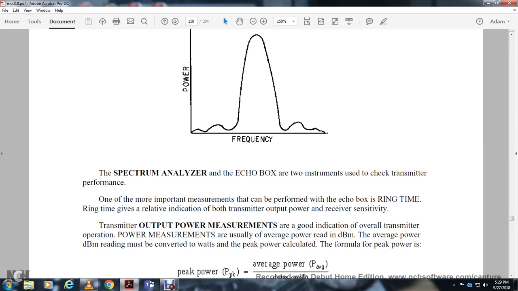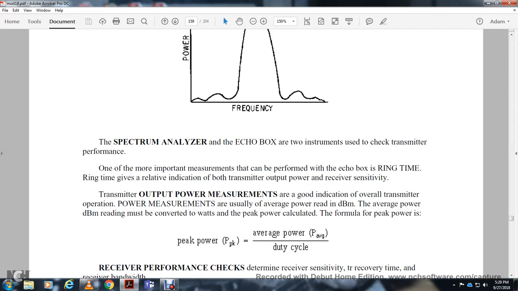Both transmitter output and receiver sensitivity are measured. Transmitter output power measurement is a good indication of the overall transmitter operation. The power meter usually gives an average power reading in decibels. The average power in decibels must be compared with the peak power, calculated from the average power and the duty cycle.